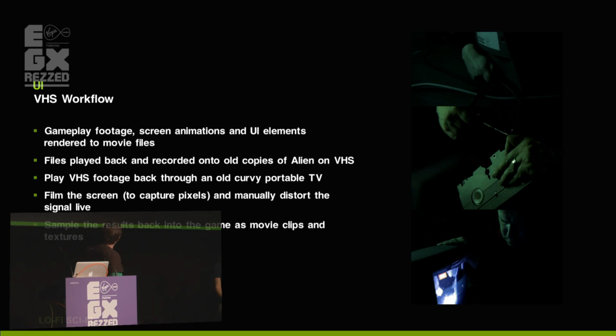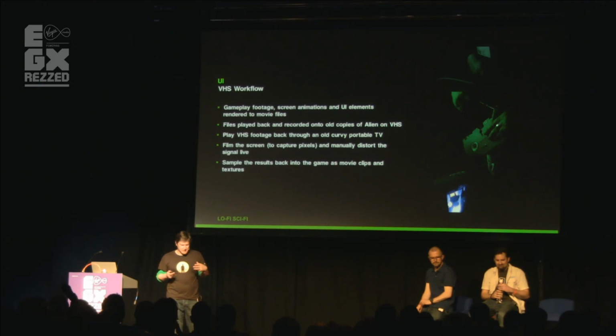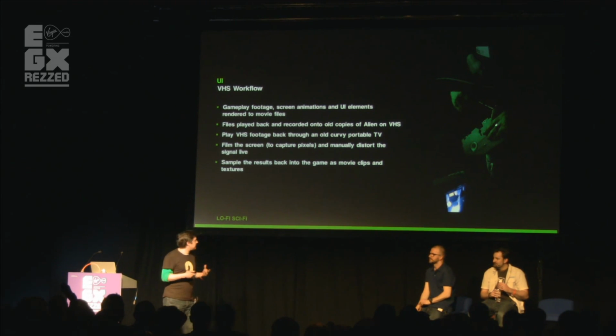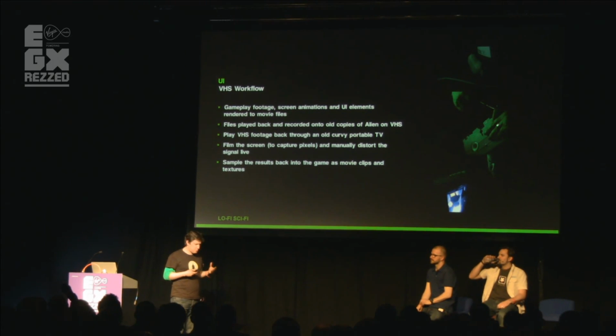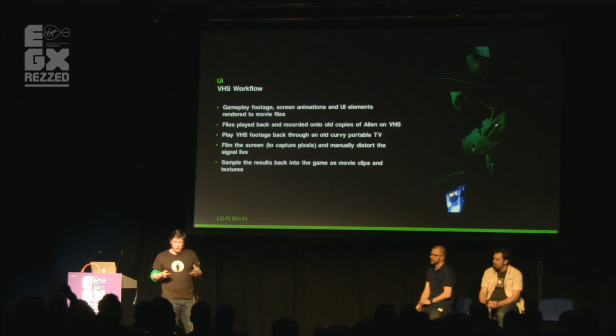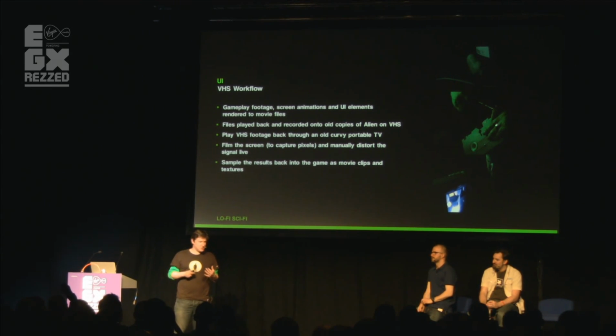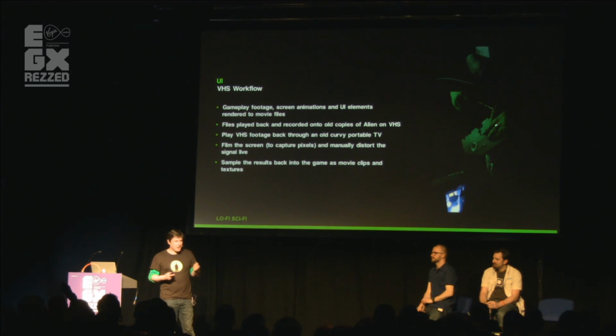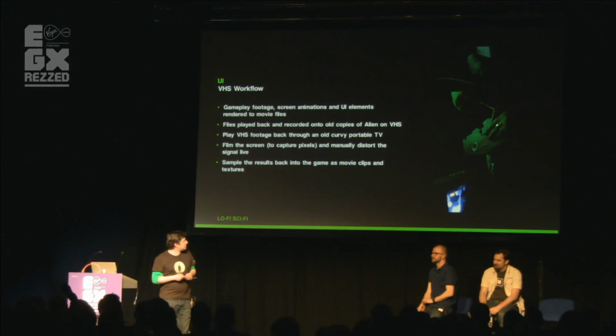And one of the ways we did that, we spent a lot of time trying to work out how to make things feel old and a bit rubbish. And it's quite difficult. We ended up taking the approach of recording all of these assets, UI elements, gameplay footage, everything we could, onto old copies of Alien on VHS, and then playing that back through horrible VHS machines and curvy TVs, and filming the results while I stood in a dark room and pulled apart machinery and put magnets on the side. And it's quite good fun to get paid to do that.